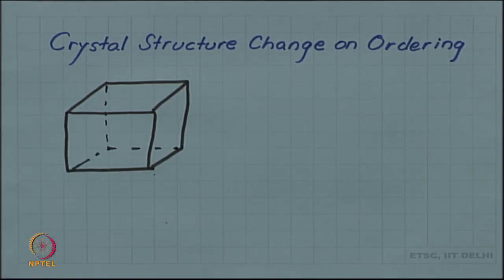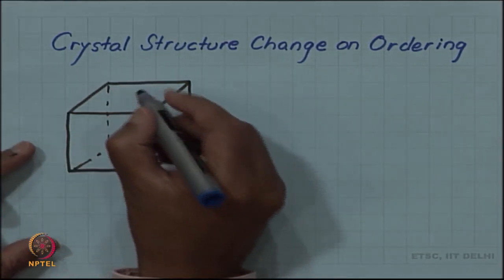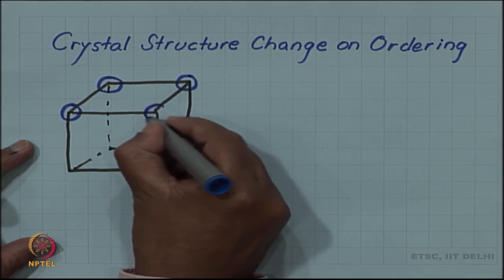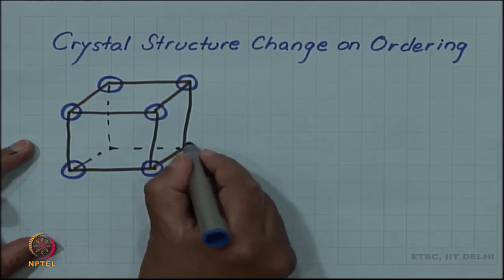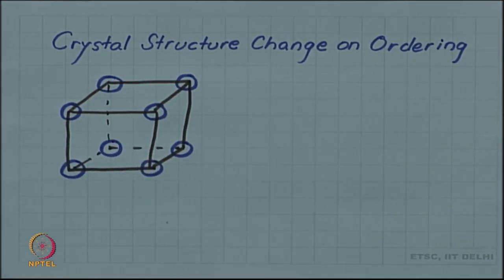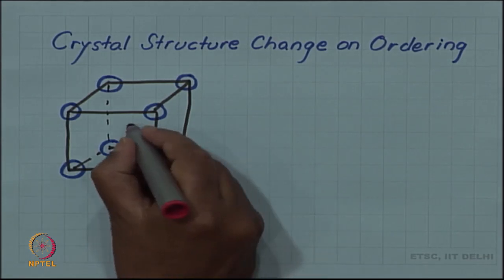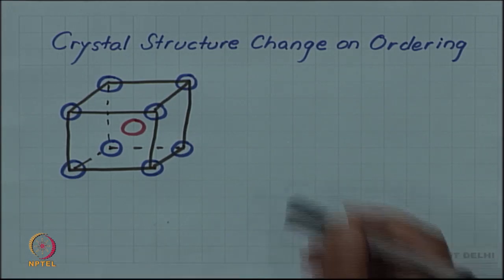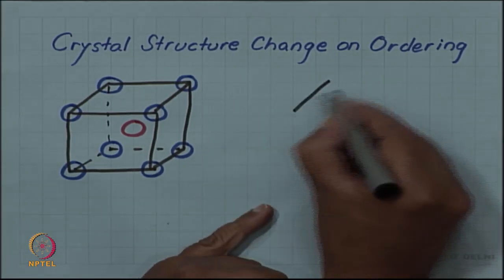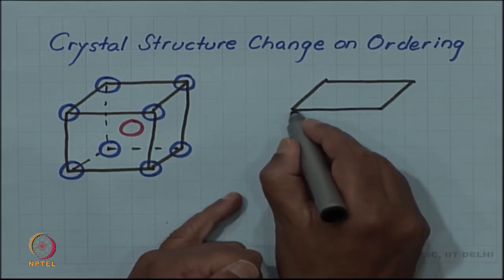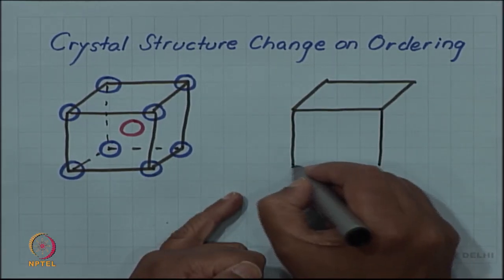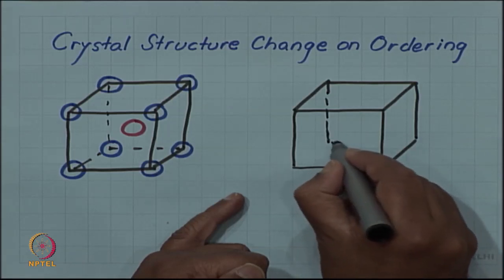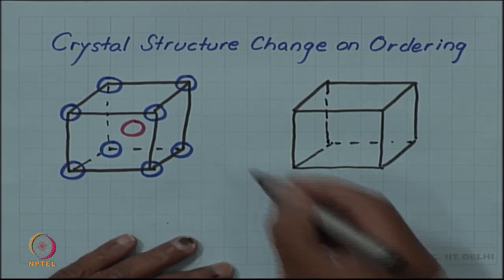So, let us have this unit cell, and let me draw the low temperature ordered structure. Zinc takes all the corner sites and copper takes the body centered location. Now, a disordered unit cell will have no such preference.